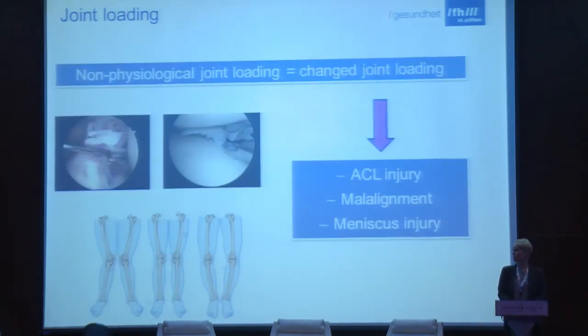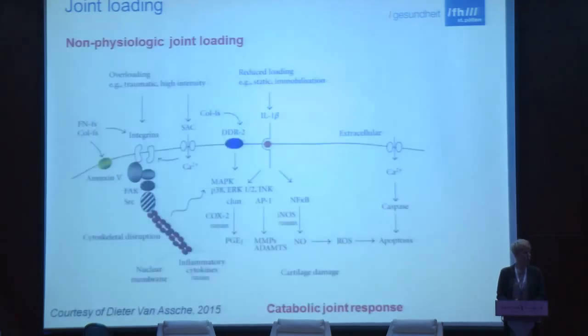When I spoke before about the etiology of cartilage lesions, I showed you examples, the ACL injury, malalignment, and meniscus injury. And I showed you that many of these injuries might lead to a changed joint loading. And we can compare a changed joint loading to a non-physiological joint loading. So come back to this slide.